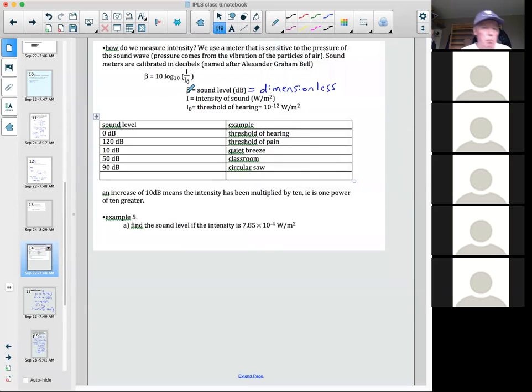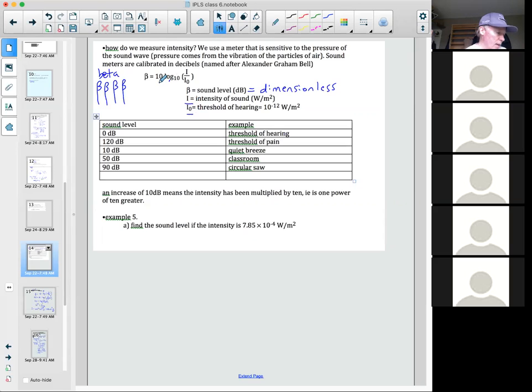This is a Greek letter beta. The way you write a beta is you do the tail and then you come up like that. Okay, so those are all betas. Alpha, beta, gamma are the first three letters of the Greek alphabet. So what do we do? We take the intensity, we divide by this constant called the threshold of hearing, then you take the logarithm, and then you multiply by 10. So that's how you calculate the sound level.